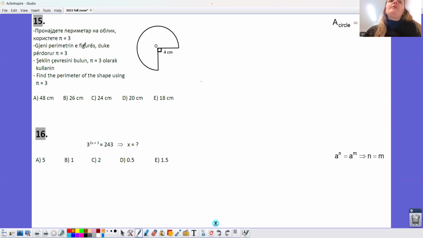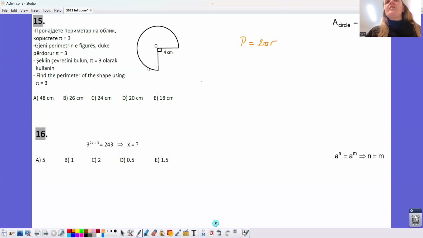Now here we have a circle given, and find the perimeter of the shape using pi is equal to 3. So we are looking for the perimeter of this circle. One part of the circle is missing. Perimeter of a circle is 2 pi r.